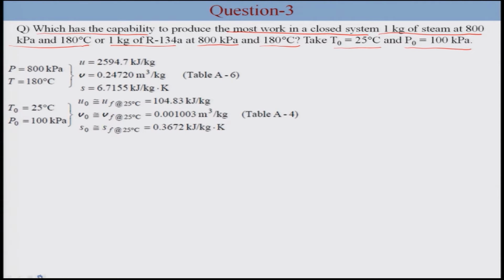So, first taking steam into consideration. For steam the conditions are 800 kilopascal and 180 degree Celsius. So if we see from table A6, in the table the values are given for 170.41 degree Celsius and 200 degree Celsius.